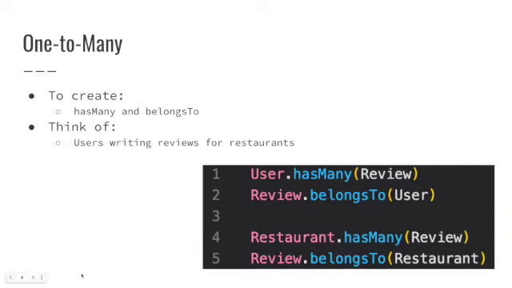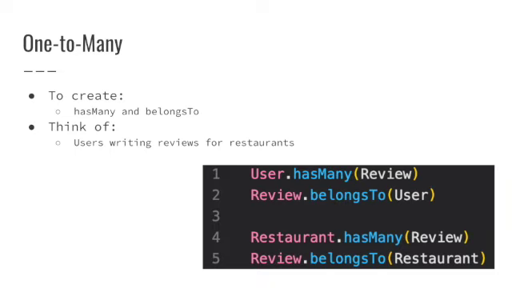The next type is a one-to-many relationship. This is when an item has a single owner, but that owner can have many instances of that item. In order to create this relationship, you use has many and belongs to. A good example of this relationship is restaurants, their reviews, and the users who wrote those reviews. A user can write multiple reviews, but that review is only written by one owner. Therefore, one user has many reviews, and a review belongs to a user.